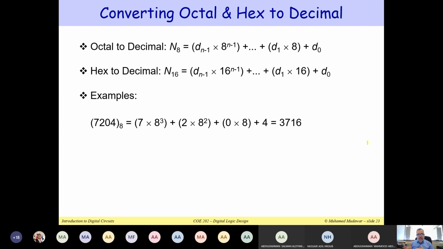If I would like to convert octal to decimal, this is very easy. All we have to do is use the formula which is shown on top. So I have this number which is 7204 in octal. I would like to convert it to decimal, no problem. This is actually 4 multiplied by 1. This is just a 0. This 2 is multiplied by 8 squared, and this 7 is multiplied by 8 cubed. You use a calculator, you do the math, you get 3,716. Now, this is not 7,204. This is just 7204. This is how I read it. 7204 in octal is 3,716 in decimal.